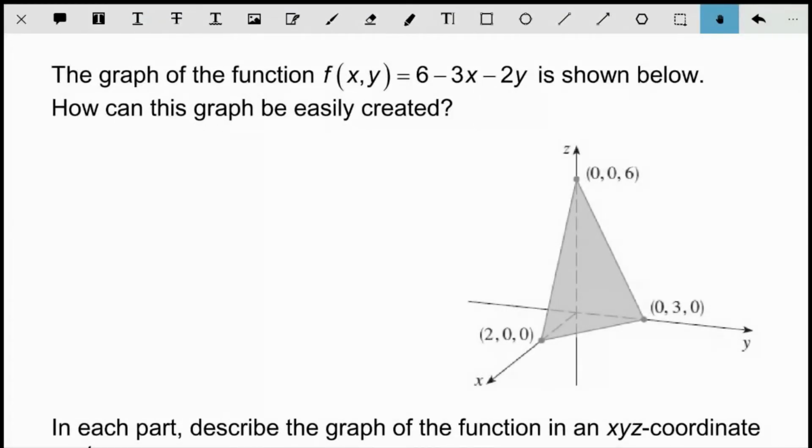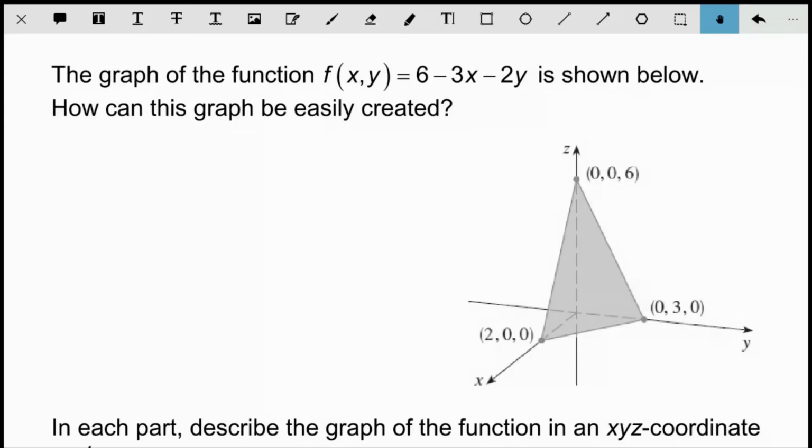Okay, so let's take a look at creating some basic graphs. Now, I'm not going to ask you to graph a lot of these things three-dimensionally because it's very difficult to do. But when you have things like planes, or hemispheres, or cones, those are things that I would expect you to be able to sketch. When we get to the more irregularly shaped functions, I'm not going to ask you to graph those by hand. But this problem says the graph of the function f of x y is equal to 6 minus 3x minus 2y is shown below.